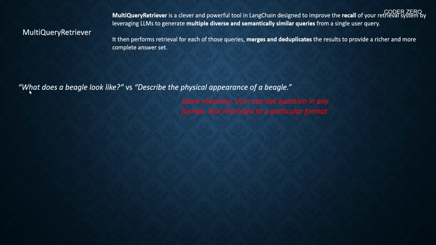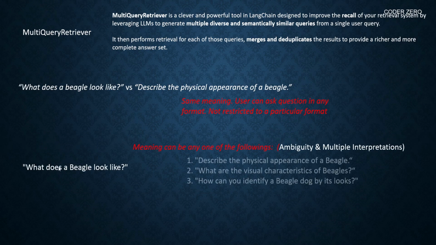So if we have this question, what does a beagle look like, and this one, describe the physical appearance of a beagle. So they both talk about the same thing, that is the appearance of a beagle. So user can ask either this question or this question. And the second thing is, this question has multiple interpretations. So this can be describe the physical appearance of a beagle, this can be what are the visual characteristics of a beagle, this can be also how can you identify a beagle dog by its looks. So same question has multiple interpretations.